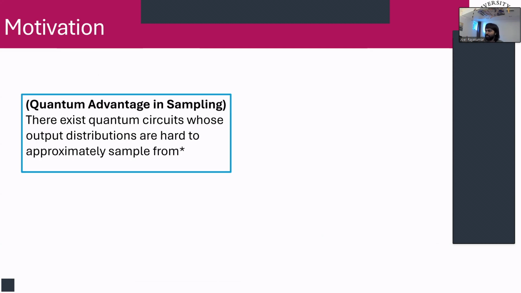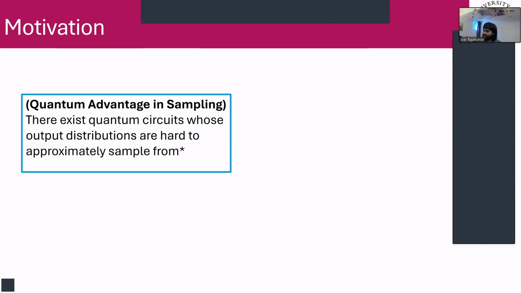So the motivation for studying classical simulation algorithms is looking at quantum advantage in sampling. This is a very vague statement, but it's intentionally vague because basically we know that quantum circuits can give some advantage in sampling. It could be for a task as cool as factoring, or it could be something simple like random quantum circuits. These are just examples of tasks for which the output distribution of a quantum circuit is hard to approximately sample from.